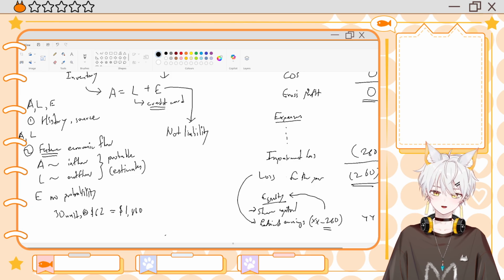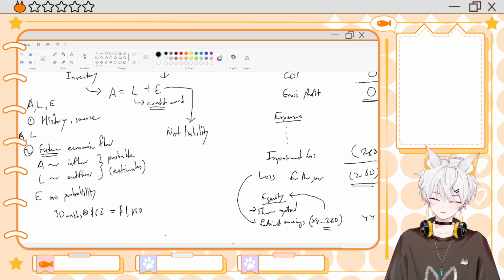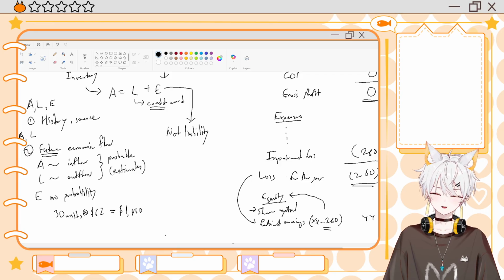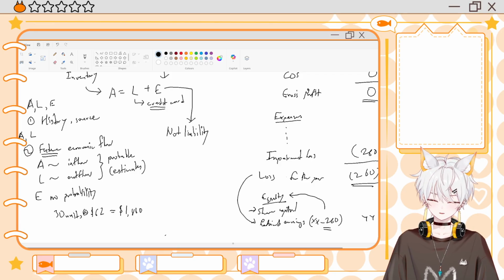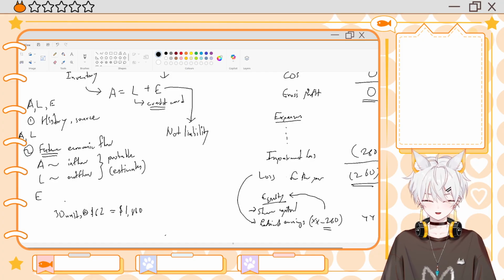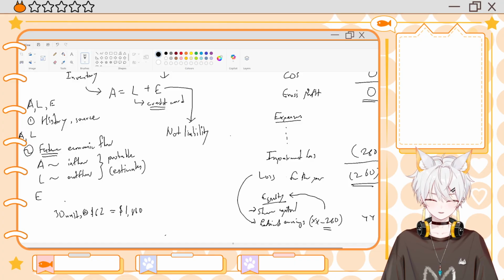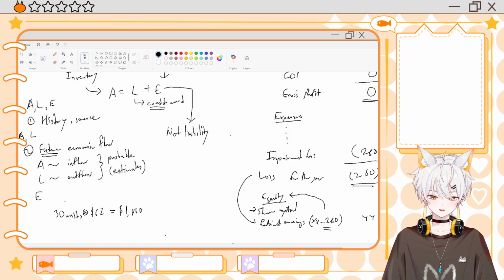But for now, do you understand how you classify assets, liability, and equity? So for equity, you can't even tell. It could be zero. It could be anything.